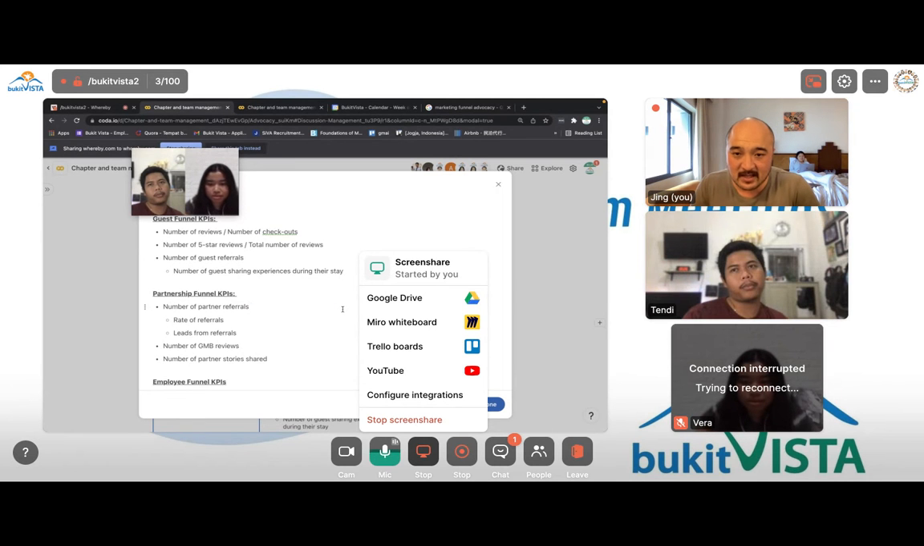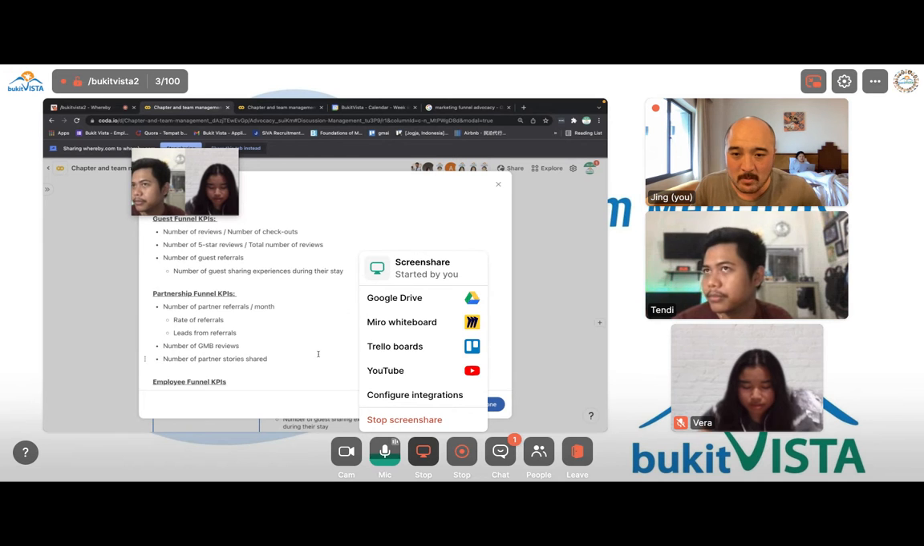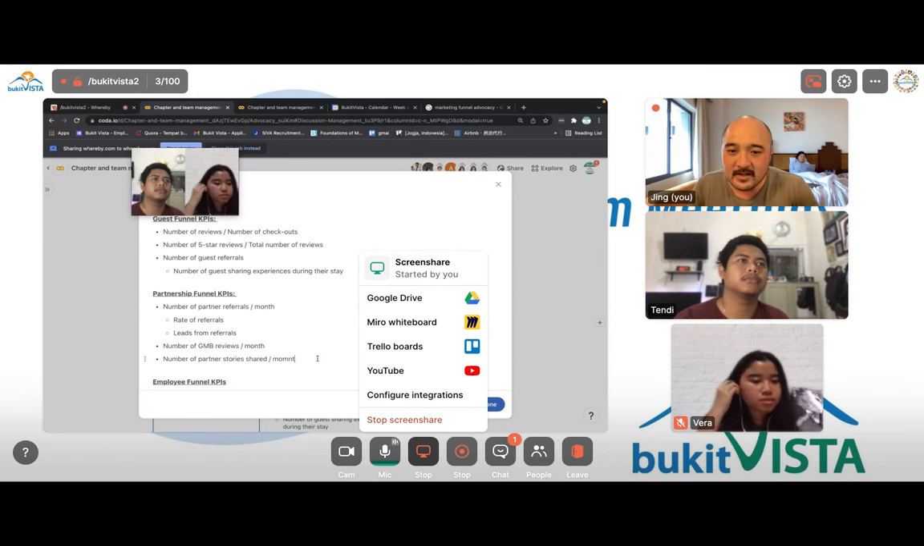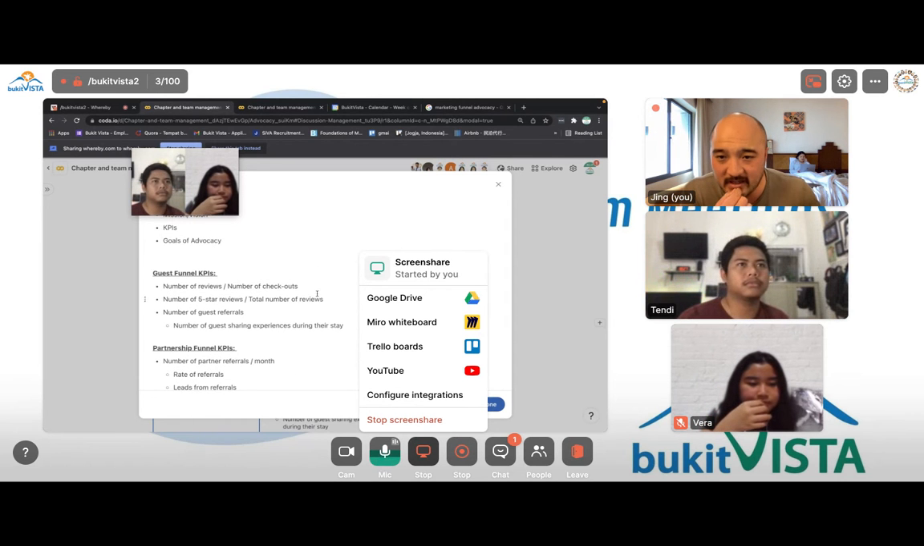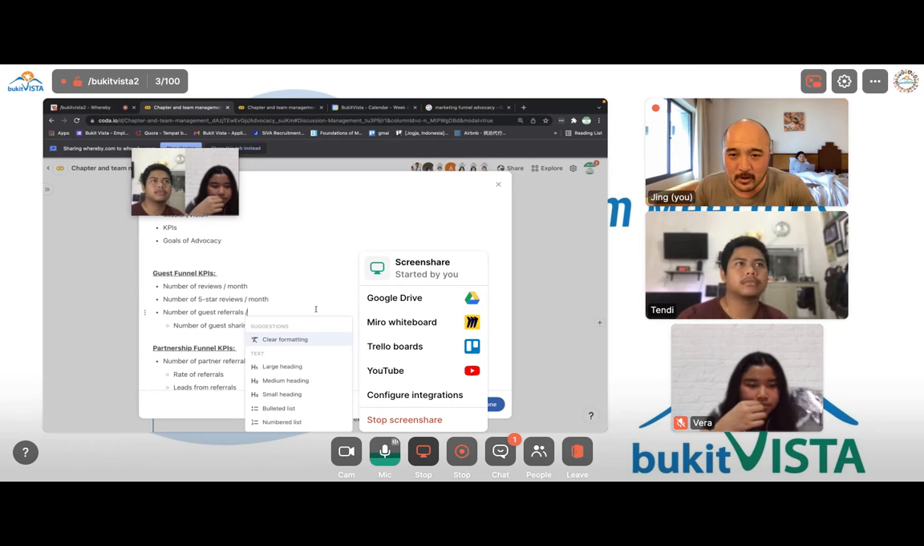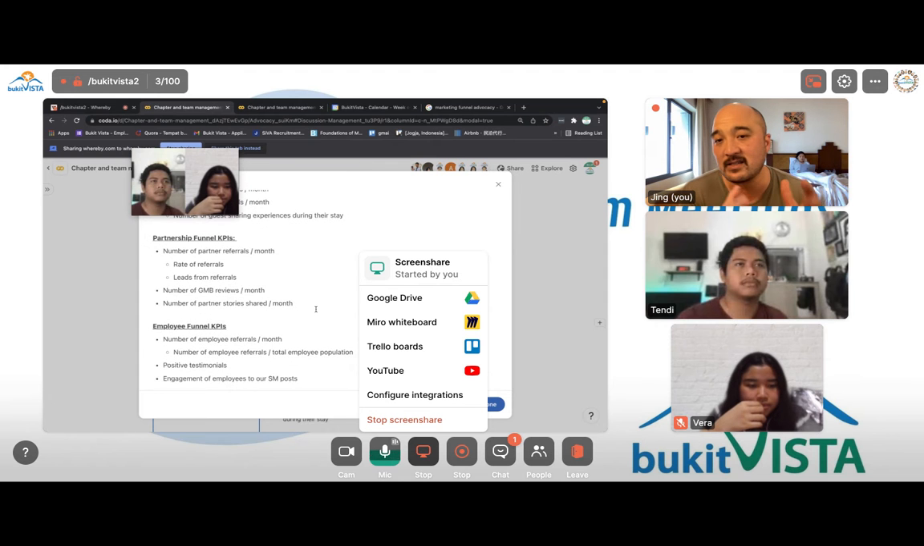So let's say the number of everything divided by 1 month. Number of this divided by 1 month, and number of partner stories shared per month. This allows you to then know what your progress is. Number of reviews per month, number of 5-star reviews per month, number of guest referrals per month. Now we have better and more refined KPIs that tell us this is a moving picture, not a static picture. That's a very good first discovery here. So we set a foundational plate for that. Now let's keep on going.